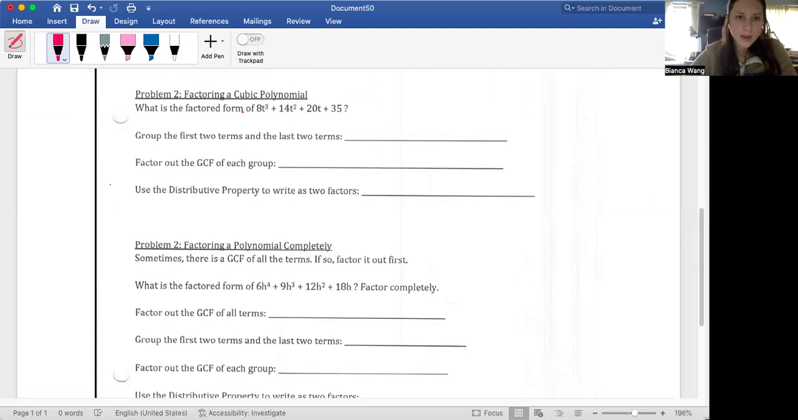Okay, what is the greatest factored form of 8t to the third plus 14t to the second plus 20t plus 35? Well, the first thing we're going to do is group the first two terms and the last two terms because we've actually got 4 terms here. So you can also group the first two terms and write this as plus 20t, because I'm bringing that sign in with the term so that I can remember that that's a positive.